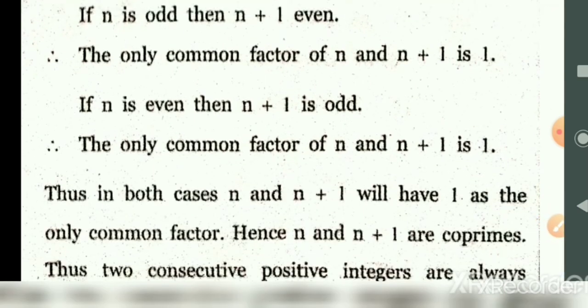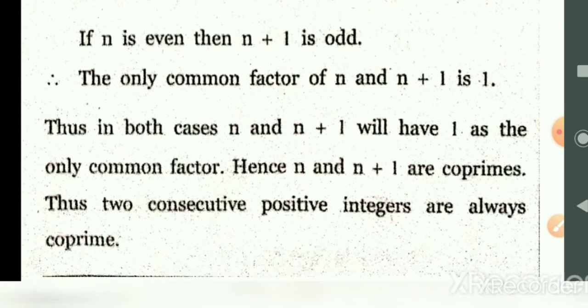Thus in both cases, n and n plus 1 will have 1 as the only common factor. Hence n and n plus 1 are co-primes. Thus two consecutive positive integers are always co-prime. That is the proof.